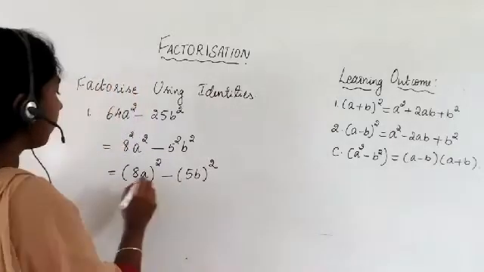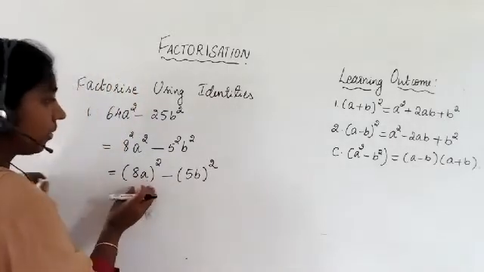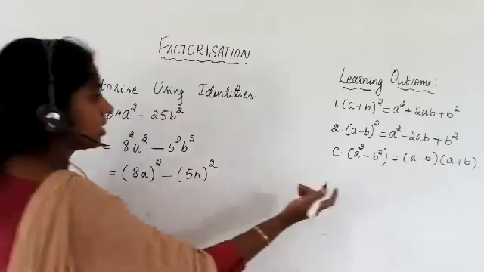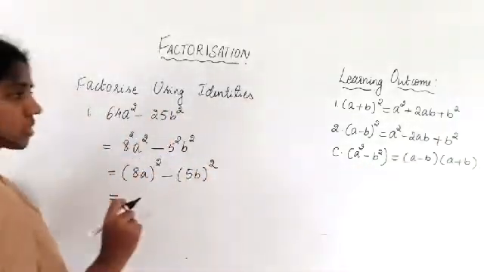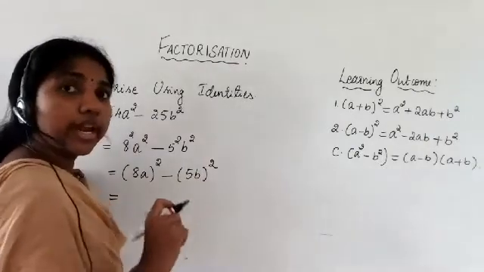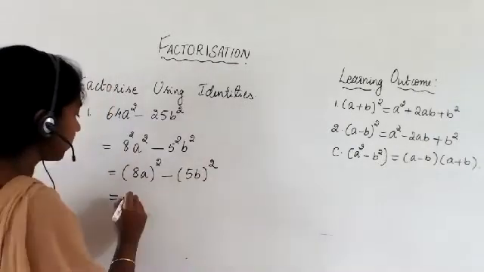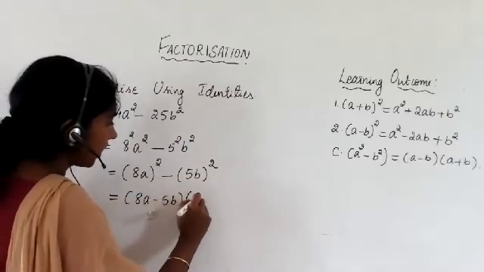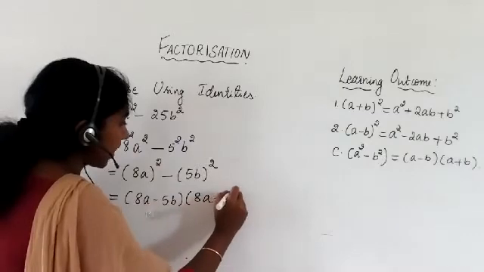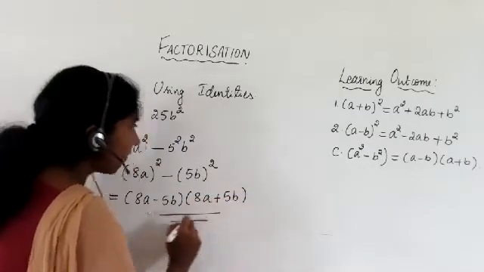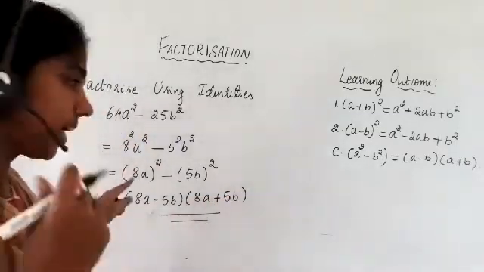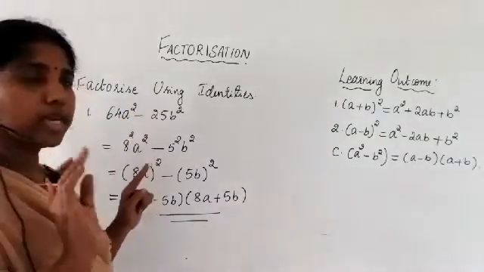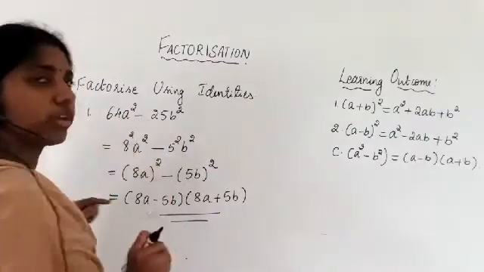Now how to proceed? Yes, now we have the a square minus b square form. Now it is easy to use the third identity: a square minus b square equals (a minus b) into (a plus b). So what we have is (8a minus 5b) into (8a plus 5b). Now we have factorized the algebraic expression 64a square minus 25b square.